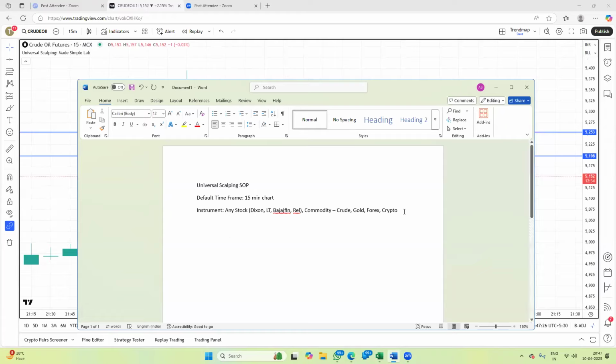So these are the two things, and we have to use an indicator. Which indicator do we have to use? The indicator to use is Universal Scalping.